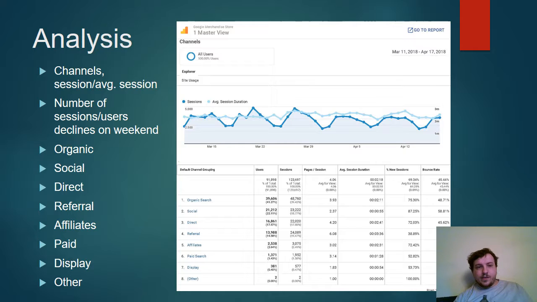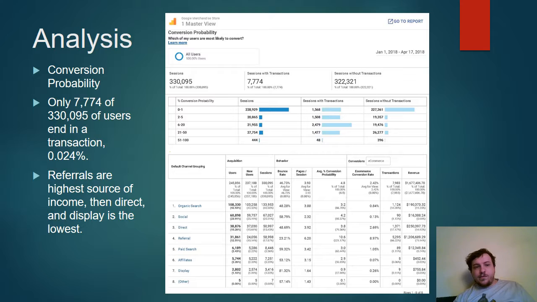So the top thing we have is organic search, followed by social, direct, referrals, affiliates, paid, and display, and then other. So organic search is the top one we have going on. Now we have the conversion probability, and here we do have some interesting data, and that is only 7,774 of the 333,095 users actually end in a transaction, which is 0.024%.